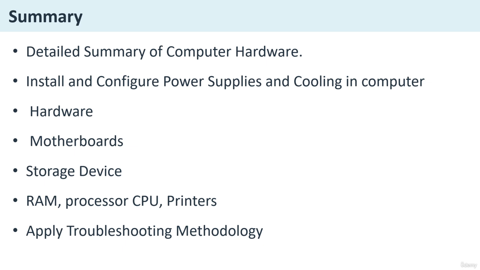So let's understand the types of motherboards. One is ATX, that is the standard size for full-size PCs. Number two is micro ATX, that is smaller with fewer expansion slots. Number three is mini ITX, which is very small and is used in compact builds.